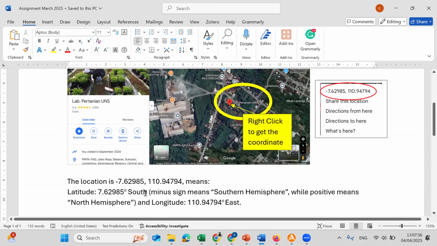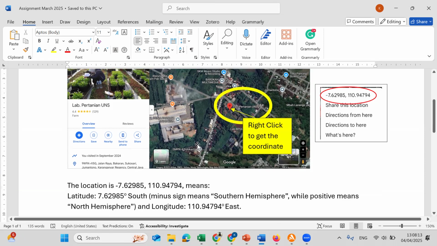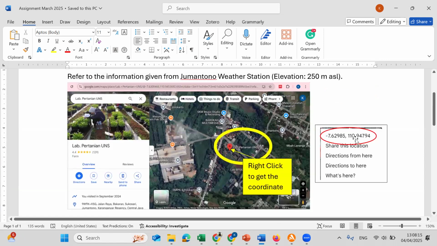Because this minus sign means southern hemisphere, while if it is positive, it means north. And for the 110, it means east. This is the east longitude. So now we know the coordinate of the location, the latitude and the longitude. And also, this gives the information of the elevation. The elevation is 250 meters above sea level.